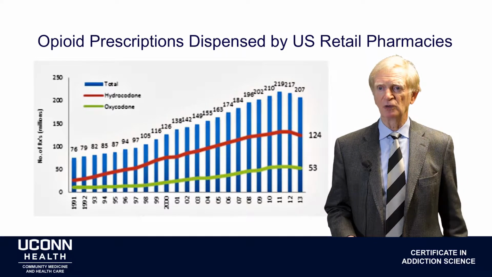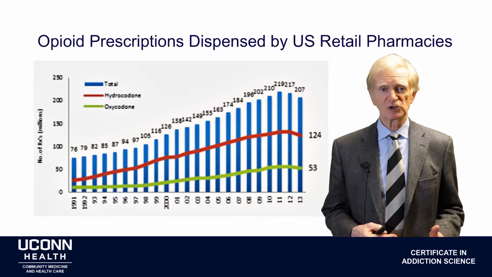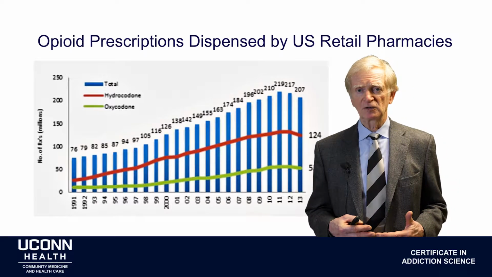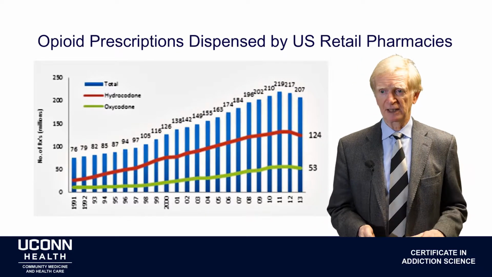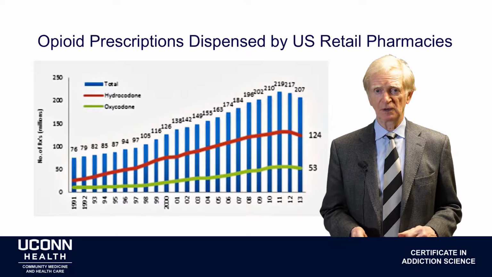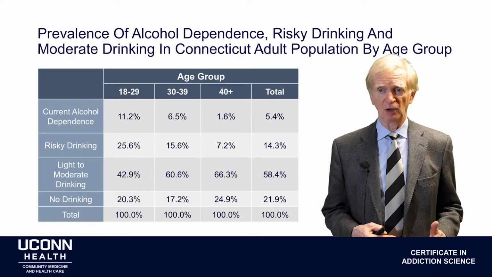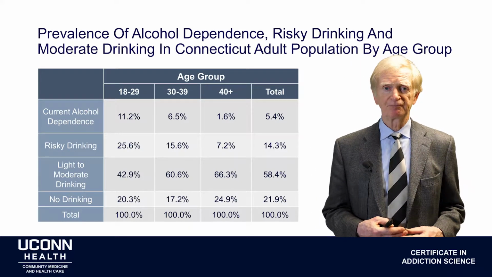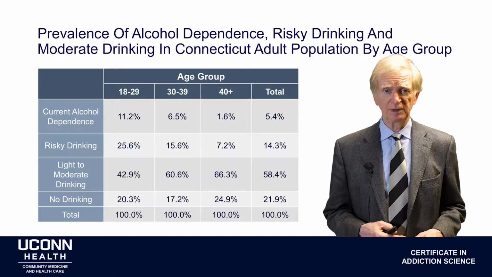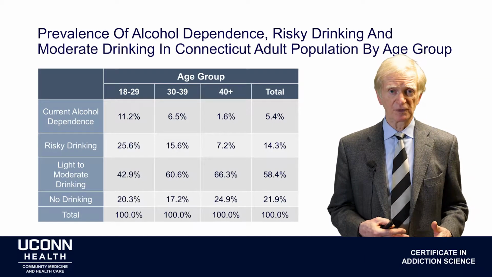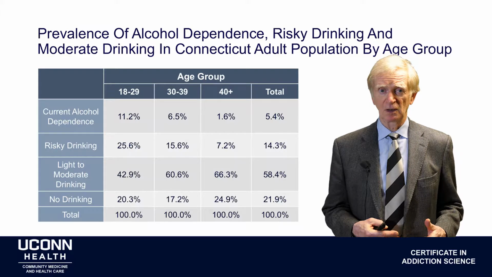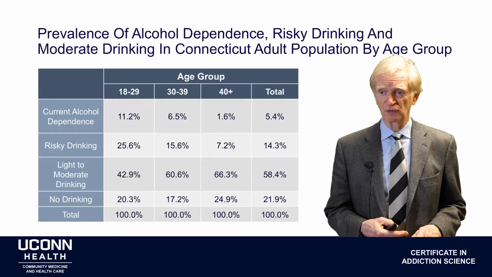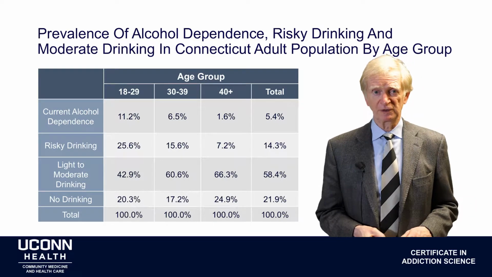And what this has led to is a transition from opioid overdose deaths caused by heroin to deaths caused by prescription medications. And this started about in the late 1990s. We can't forget alcohol. And alcohol in the state of Connecticut has been highly prevalent. It continues to be so, affecting, in terms of alcohol dependence, about 5% of the population. And risky or hazardous alcohol use affects another 14%.